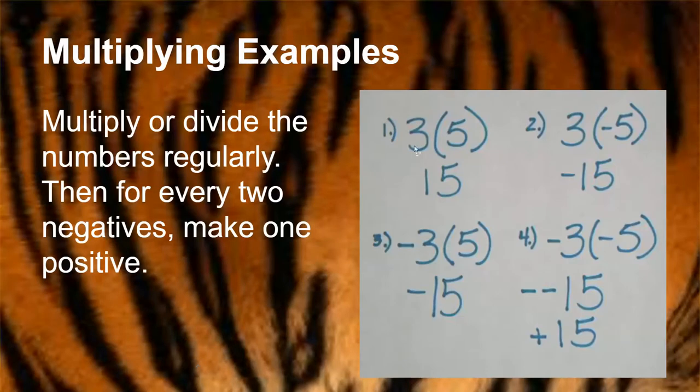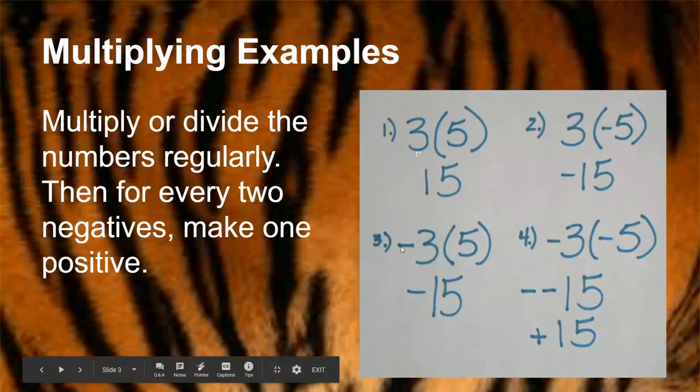So, first, let's multiply 3 times 5. But let's do it where there's a negative in front of each number, or both. A regular 3 times 5 is 15. But 3 times negative 5, 3 times 5 is still 15, but there's only one negative sign, so the answer is negative. Negative 3 times 5, same thing. 3 times 5 is 15. One negative, the answer is negative.